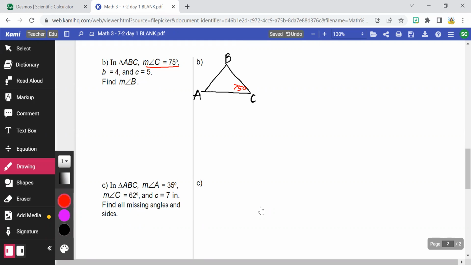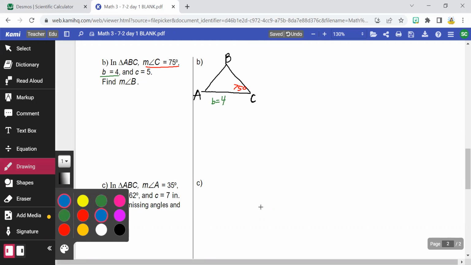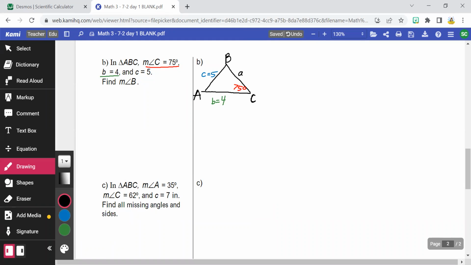B is equal to 4. So the side opposite B is B, that's 4. And then C is 5. So opposite C, C equals 5. Right, if I was looking for A would be over here. They want us to find the measure of angle B. So we're looking for this.